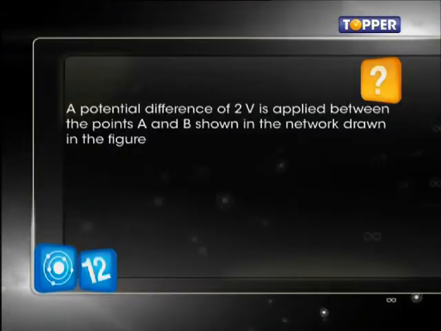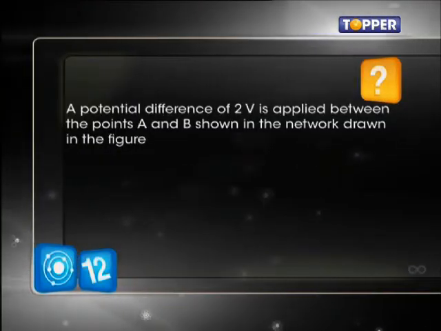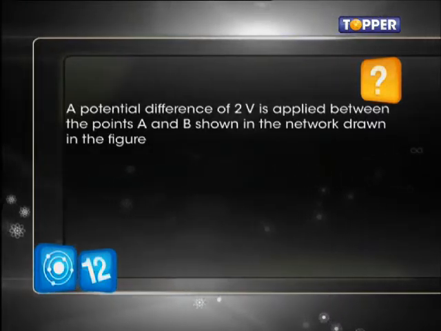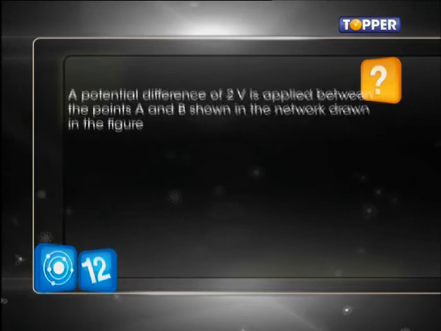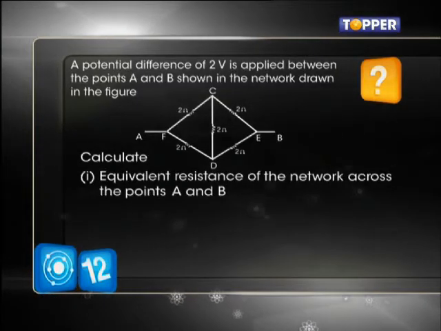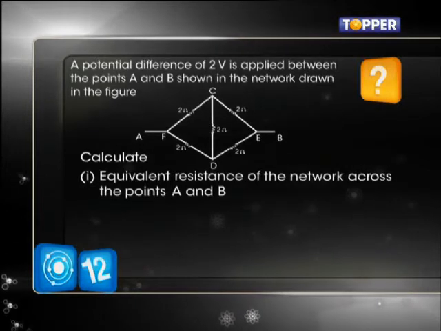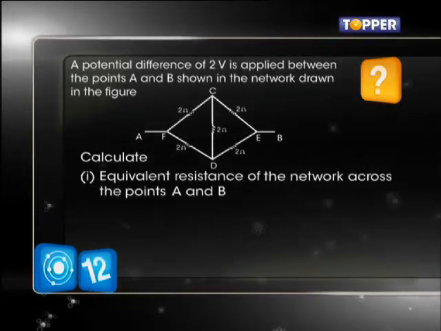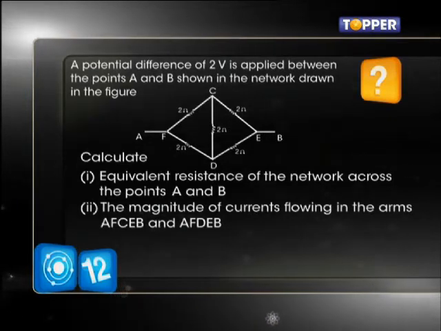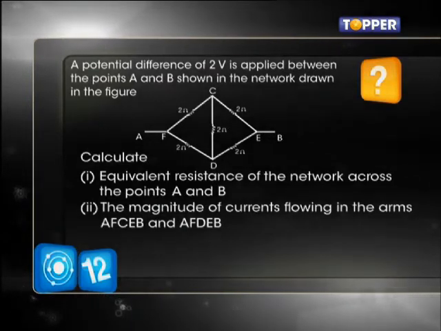Here's the next one. A potential difference of 2 volts is applied between the points A and B, shown in the network drawn in the figure. You have to calculate the equivalent resistance of the network across the points A and B and the magnitude of currents flowing in the arms AFCEB and AFDEB.